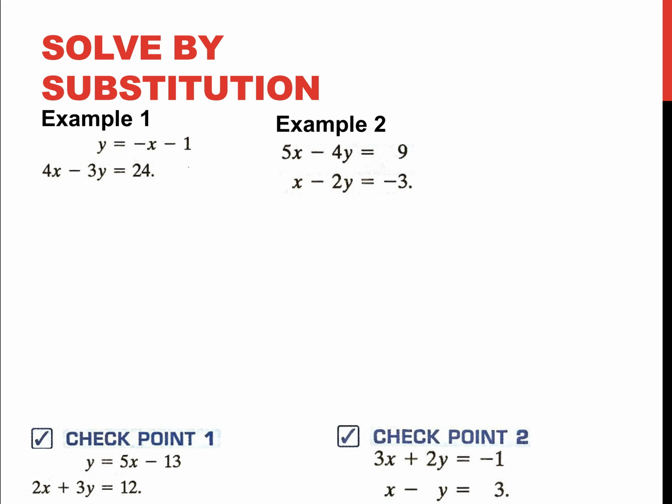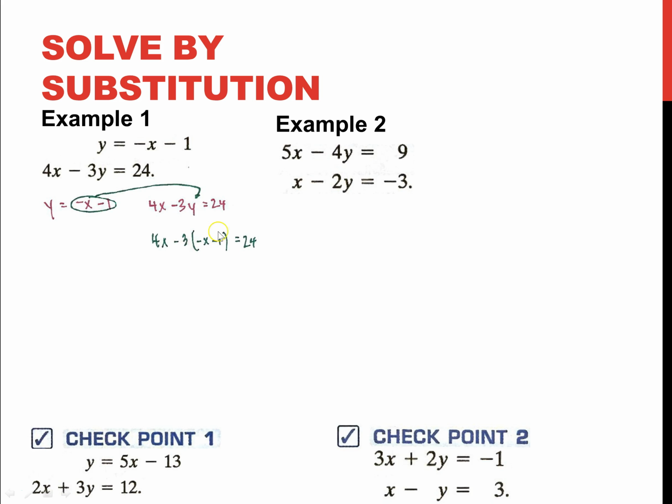Let's dive right in. Okay, so for example 1, I see that I already have the first equation solved for y. And this is important. The second equation is not solved for y, but since the first one is already solved for y and y is alone, that allows me to take the first equation, and since I know what y is equal to, negative x minus 1, I can substitute that in for the y in the second equation. So you see, instead of writing the variable y, I literally put in the value for what I know y is, negative x minus 1.